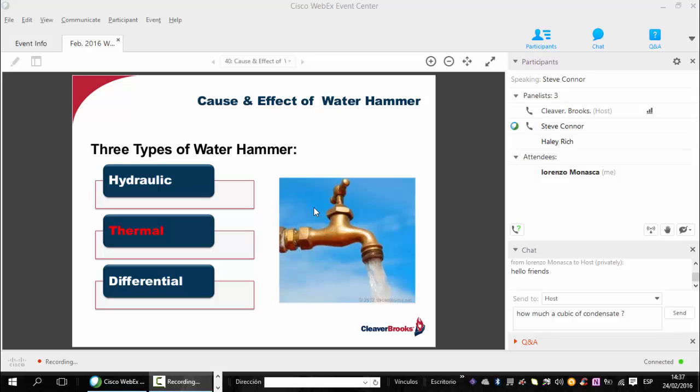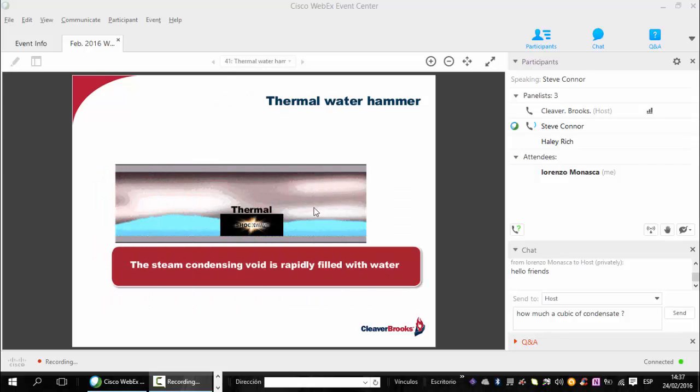And there are 3 forms: hydraulic, thermal, and differential. And I went over these before when we talked about the steam system. But in a condensate line, the one that we really have to concern ourselves with is thermal water hammer. This type of hammer occurs when the steam in the condensate line condenses, forming a void which is rapidly and sometimes violently filled with water or the condensate liquid at that particular point.